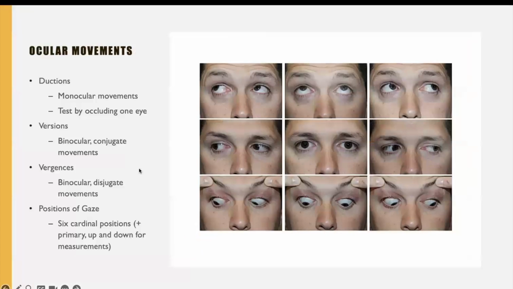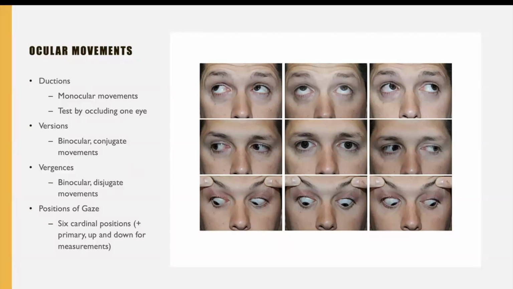Your ocular movements: you've got ductions, which look at monocular movements, where you occlude one eye and you can test the duction of a single eye. Versions look at binocular conjugate movements, so you've got, for example, levoversion and dextroversion, that's all looking at left and right gaze. And your vergences are also binocular, but they're disjugate movements. So with the versions, it's, for example, looking up, left or right, or down, whereas your vergences are things like convergence, where the eyes are actually moving in opposite directions, but they're moving together.